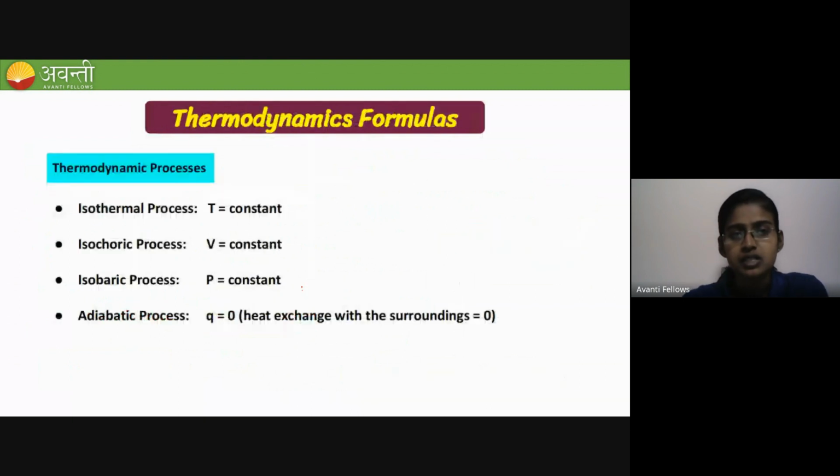Thermodynamics formulas. As I have already told you, the different types of process: isothermal, temperature constant; isochoric, volume constant; isobaric, pressure constant; and for an adiabatic process, heat exchange between the system and surroundings will be 0.